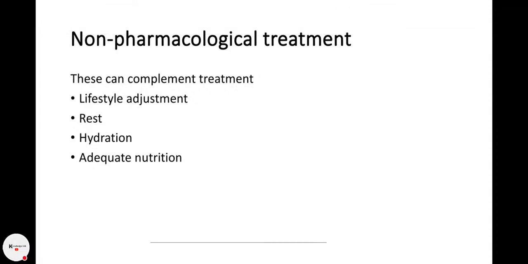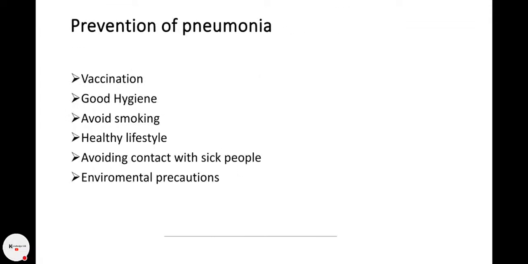How can we prevent pneumonia? The prevention of pneumonia includes vaccine, good hygiene, avoiding smoking, healthy lifestyle, avoiding contact with sick people, and environmental precautions. Getting vaccinated against the most common causes of pneumonia, such as the pneumococcal vaccine and the flu vaccine, can significantly reduce the risk.